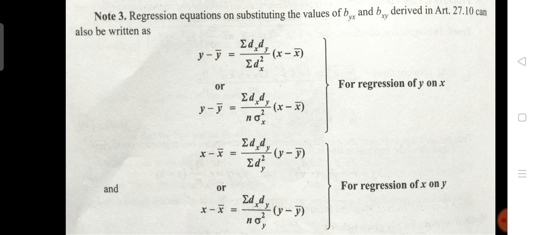Next are the equations obtained by substituting the value of byx, that is, the regression of y on x and the regression of x on y. This is the most important equation. y minus y bar is equal to sigma dx dy by n into sigma x square, into x minus x bar, and x minus x bar is equal to sigma dx dy by n into sigma y square, into y minus y bar. These are the main important equations.